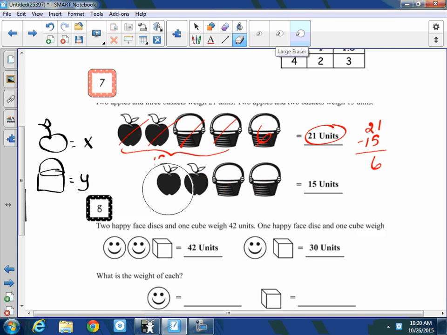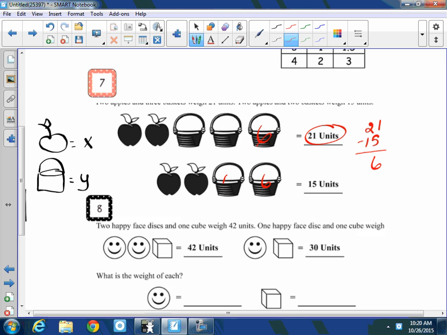So now that I know the value of my bucket, I'm going to plug it in on all of them, substitute it, and then I can figure out the value of my apple. But let's see. 6 and 6, that would be 12. If I want to figure out how much those 2 apples are, I'm going to say 15 minus 12, which equals 3. And if 2 apples equals 3, 1 apple needs to be half of that, which is 1.5.